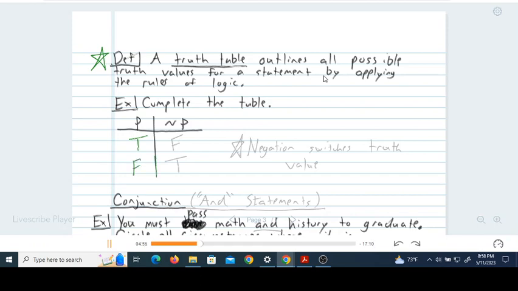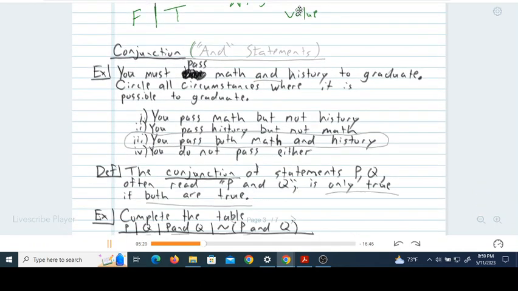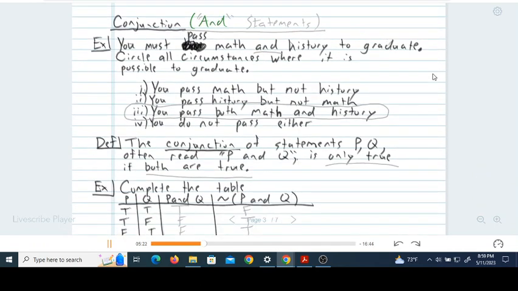Well, if P is true, then its negation is false. If P were false, then the negation would be true. So the rule for negation is it just switches the truth value. So that's what a negation does. So negation switches the truth value of a statement. Alright, we're done with negation. Let's move on to the conjunction. Now the conjunction involves and statements, essentially, using the word and. So conjunctions are and statements, essentially.